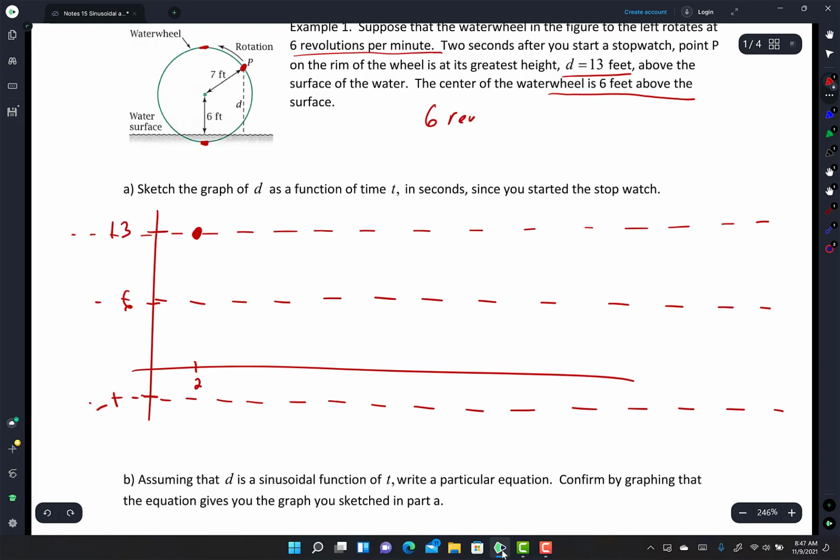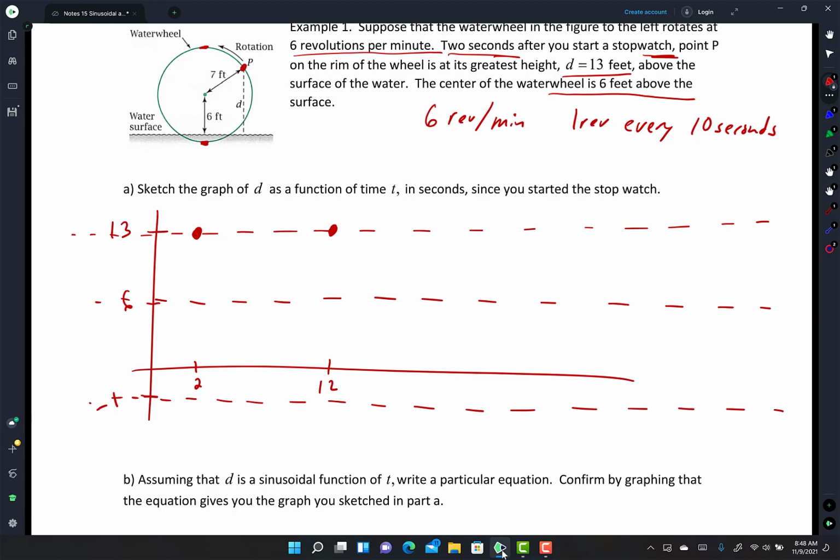If you're doing 6 revolutions per minute, that means you're doing 1 revolution every how many seconds? Every 10 seconds. Is everyone okay with that? Oh, 2 seconds after you start a stopwatch. So every 10 seconds, point P is at the highest point. Does that make sense, guys? So I'm going to say that this is 10 seconds later, so at 12, put a point at (12, 13). And then keep the distance consistent. So I'm going to say that's 22. At 22, you're at 13. So there it is. I have 3 peaks in here.